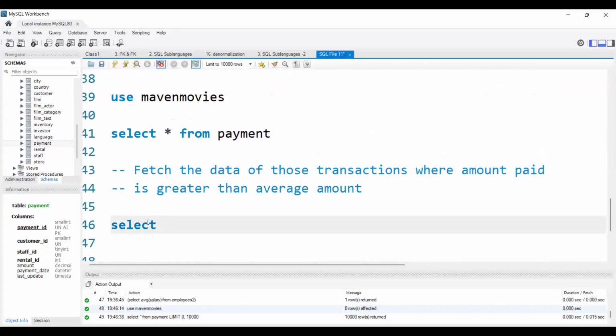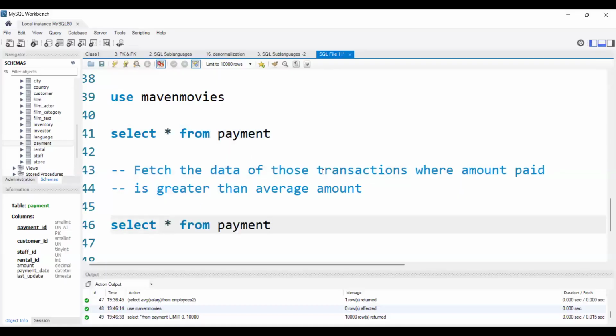So here, how can I divide the question? Fetch the data of the transactions will be the first part, where amount paid will be my condition or operator, that is greater than. Up to here they are providing some condition along with that operator. Next they are saying average amount, correct? If we understand, we will divide this into two questions, but if we see maybe three parts we can understand. The select, fetch the data of the transactions, will be like select star from payment, right?